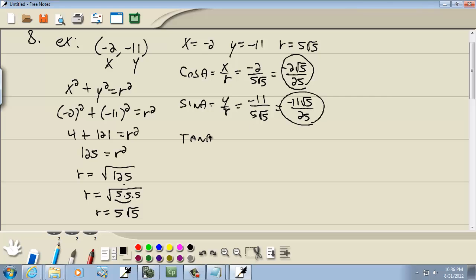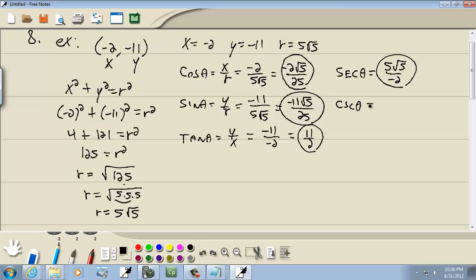And tangent is equal to y over x. Y is -11, x is -2, which gives us 11 halves. Okay. Secant. That's going to be cosine flipped. I'll pick the appropriate place to flip. I'll flip this fraction right here, and it becomes 5 square root of 5 over -2. Cosecant is sine flipped, and I'll pick the appropriate place. I'll pick it right here, and we get 5 square root of 5 over -11. And cotangent is tangent flipped, the reciprocal of it. So this becomes 2 over 11. And those will be our 6 answers.